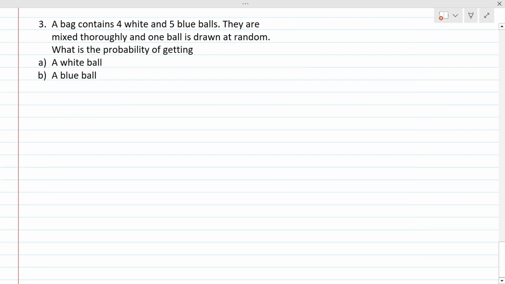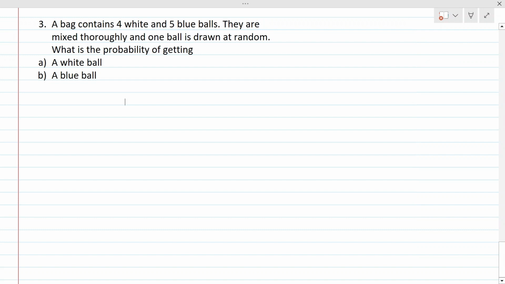In this video, I will start with the third problem because I have already done the first two problems in my first video. I have given the link in the description. Please check it. Now, the third problem: a bag contains 4 white and 5 blue balls. They are mixed thoroughly and one ball is drawn at random. What is the probability of getting a white ball and a blue ball?